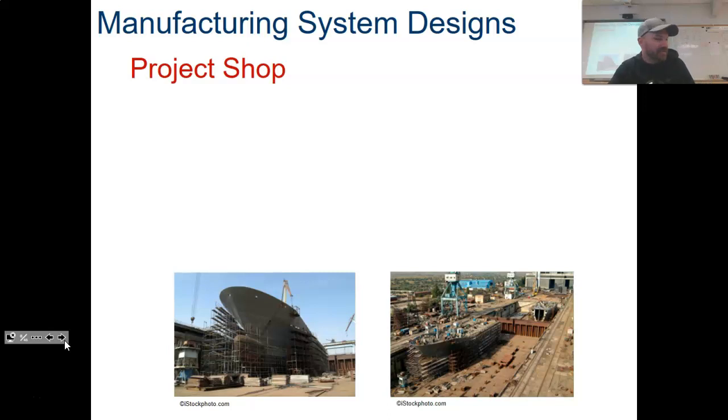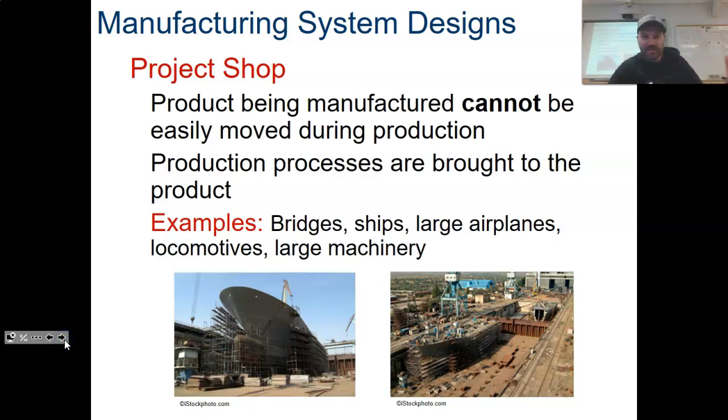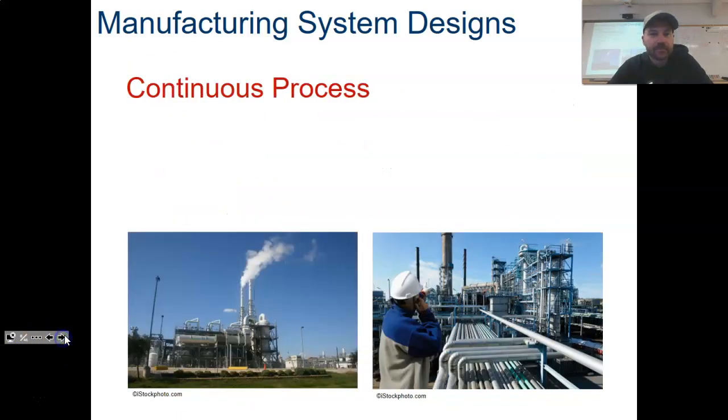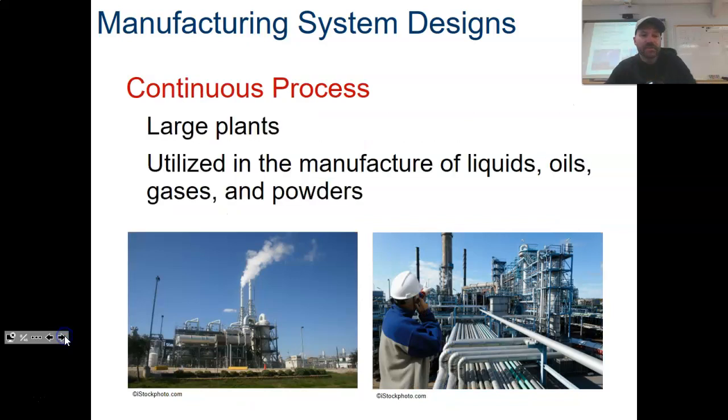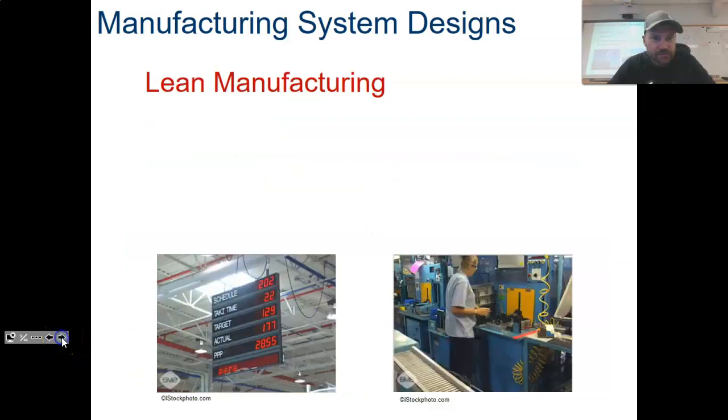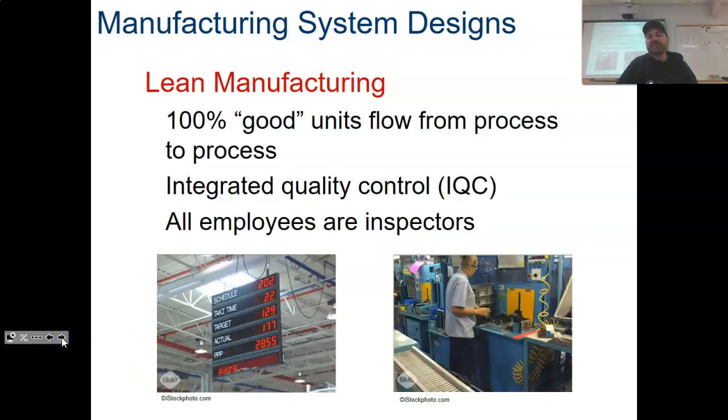Maybe the material can't flow. Maybe what you're building is so big you have to bring the shop to that. And this would be like a project shop, like building ships. Like, you have to go to the ship when it's happening. Bridges, large machinery. Or a continuous process. A lot of chemical plants, like, it flows through a series of pipes to create their product.